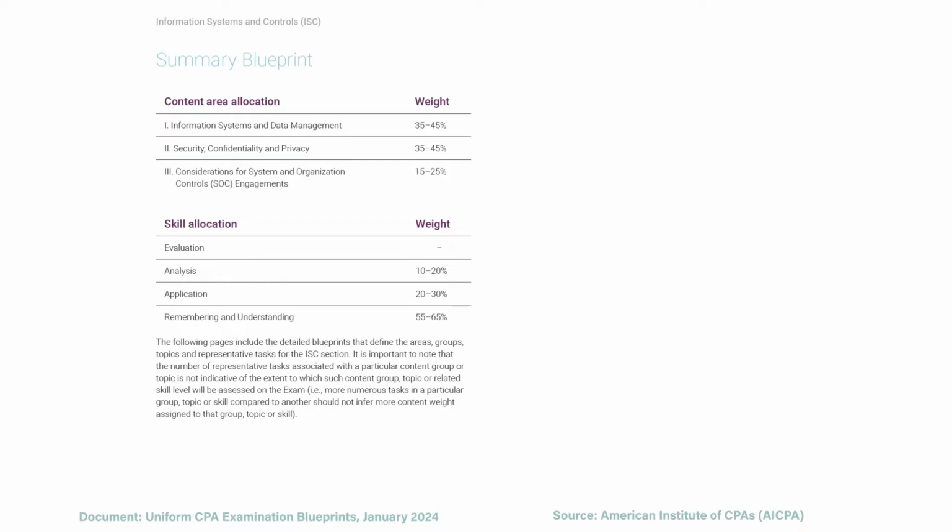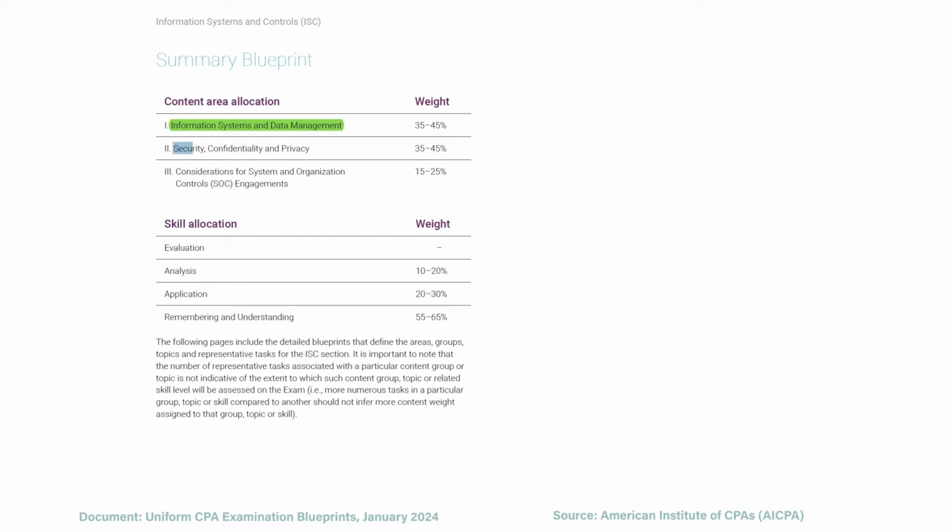So the first thing to highlight about the ISC exam is the content area allocation. We have three main sections. The first one is Information Systems and Data Management. This is going to focus on accounting information systems, enterprise resource planning systems, and talk about how you can properly store data. You can see that's 35 to 45% of the exam.